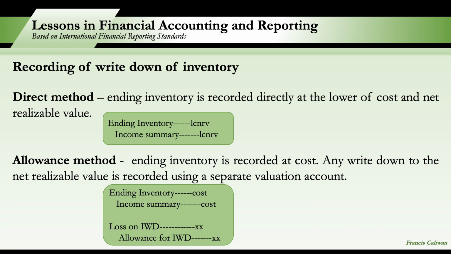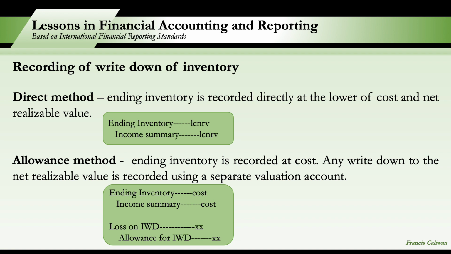So, for the recording of write-down of inventory, we have two methods. Number 1 is the direct method, and number 2 is the allowance method. For the direct method, so as the name suggests, we record ending inventory directly at the lower of cost and NRV. So whichever is lower between these amounts will be the amount to be recorded as our ending inventory.